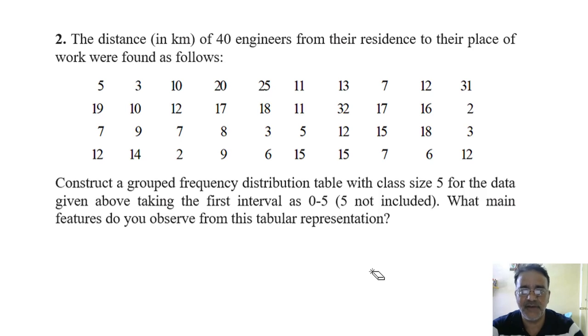The distance of 40 engineers from their residence to their place of work were found as follows. So 40 engineers, the total frequency is already given as 40. We have to construct a grouped frequency distribution table with class size 5 for the data given, taking the first class interval 0 to 5, and 5 not included, that means exclusive form. Okay, so let us start.